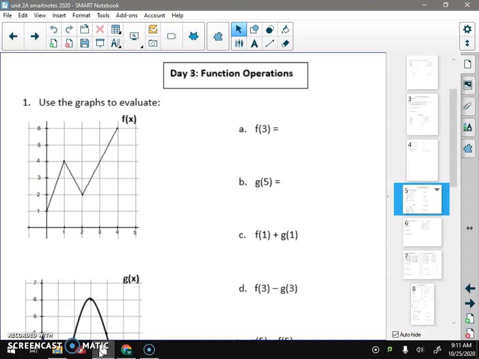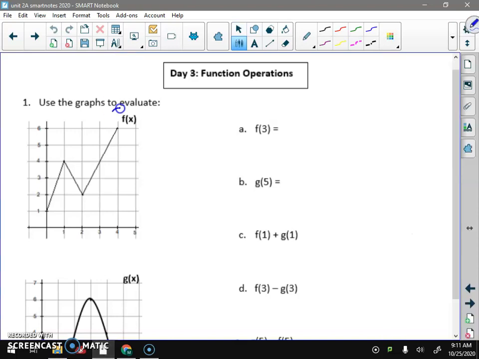Today we're going to start day 3 of Unit 2A, more of these functions that we've been talking about. We're going to use graphs and we're going to use tables. So let's get started. On the left here we have a graph for f of x.